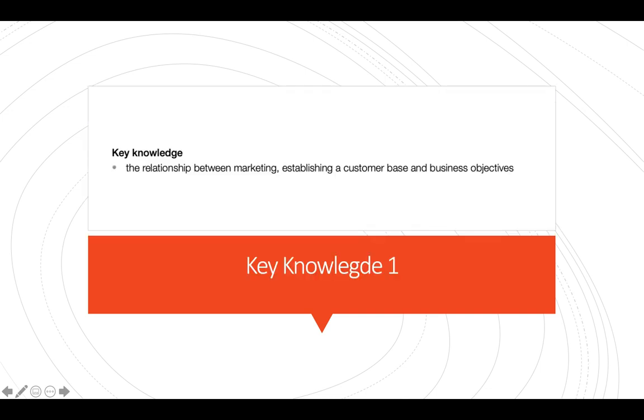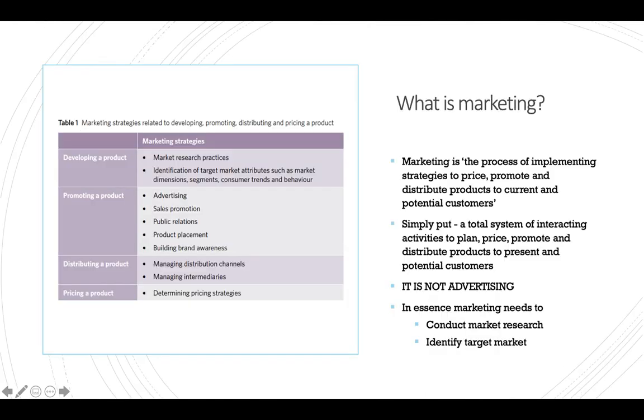All right. Okay, so this first key knowledge point is the relationship between marketing, establishing a customer base, and business objectives. We know what business objectives are: it is what the business is aiming to achieve in the future. So what actually is marketing? The definition of marketing is the process of implementing strategies to price, promote, and distribute products to current and potential customers. When we are looking at marketing, that's what you need to be considering.